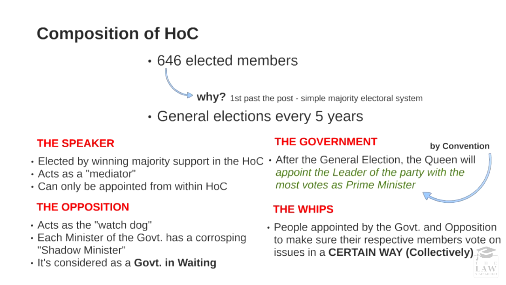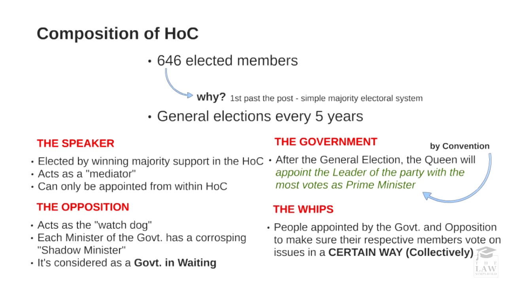Now, this is by way of convention, and it is technically the responsibility of the Queen or the Crown to appoint the Prime Minister of the UK, and theoretically the Queen, or the Crown rather, can appoint anyone he or she chooses. But by convention and due to certain political measures in place, the Queen appoints the leader of the party which won the most number of votes in the House as the Prime Minister.